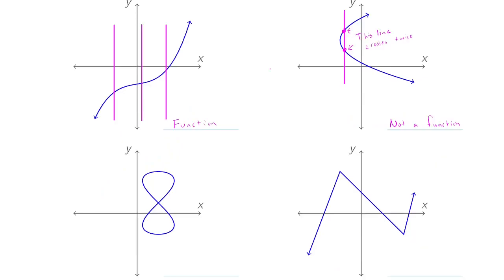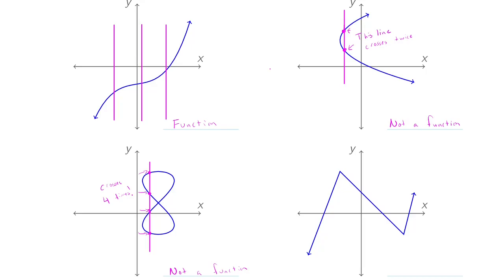So looking at this graph on the left here, we see we've got a vertical line that crosses this a lot of times, right? So this crosses 4 times. That's more than twice. And so that tells us that, again, this is not a function.